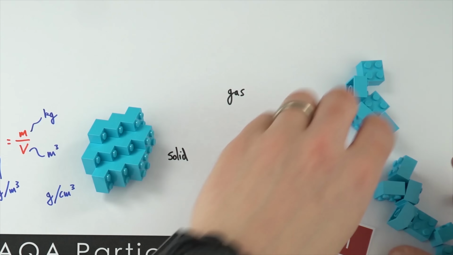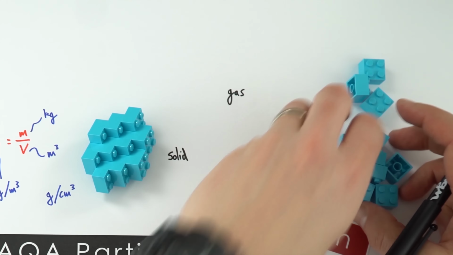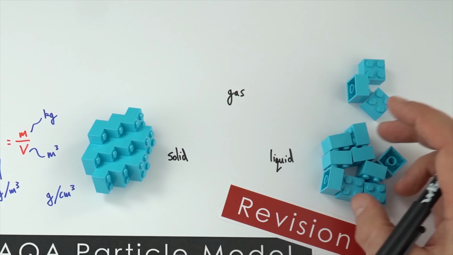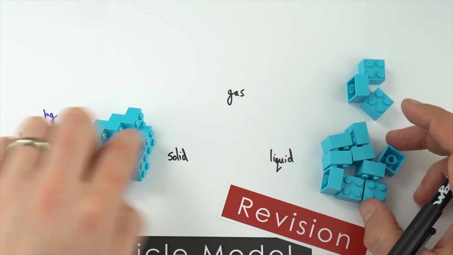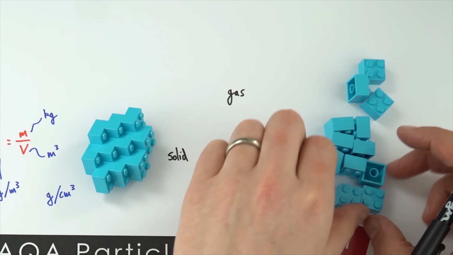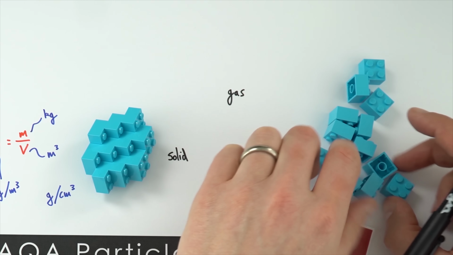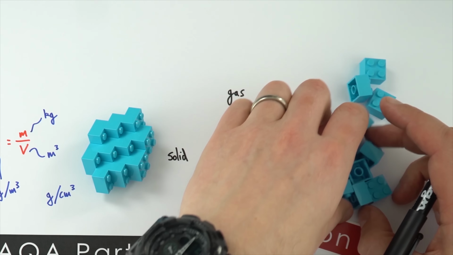A liquid, on the other hand, the particles are still really densely packed together, probably a similar density to in a solid, but here they're able to move past each other. And what we have is this random motion of all the particles in a liquid.